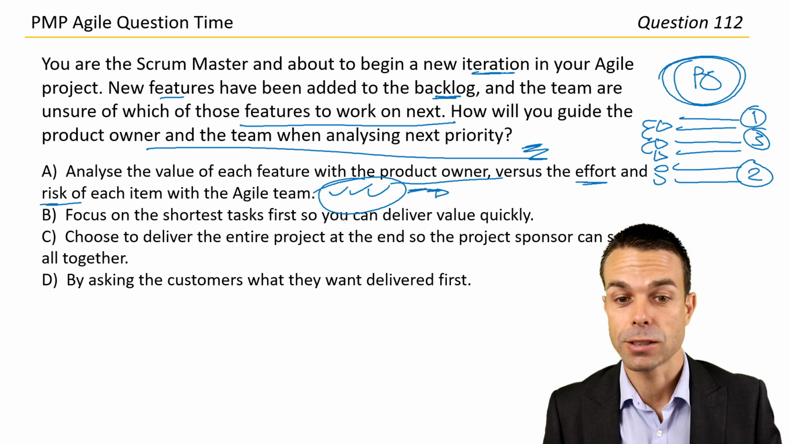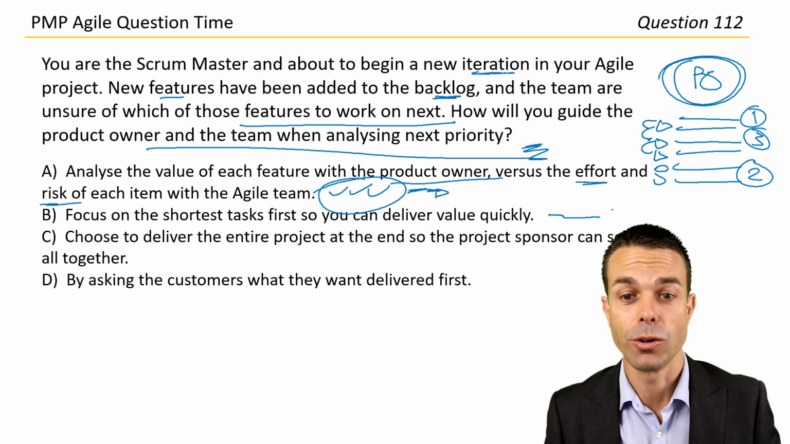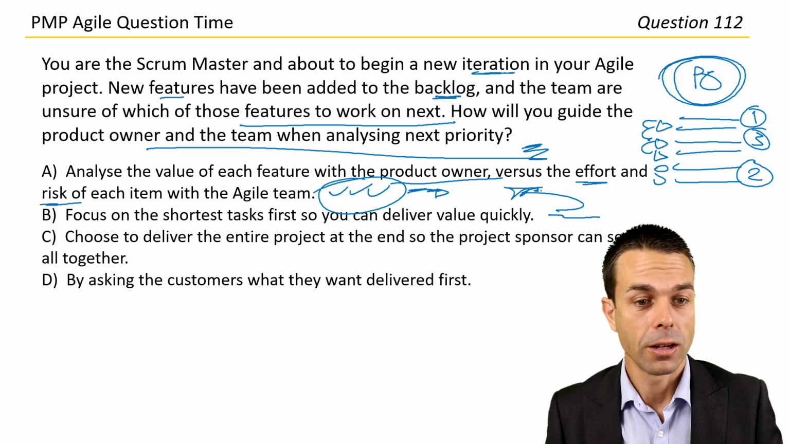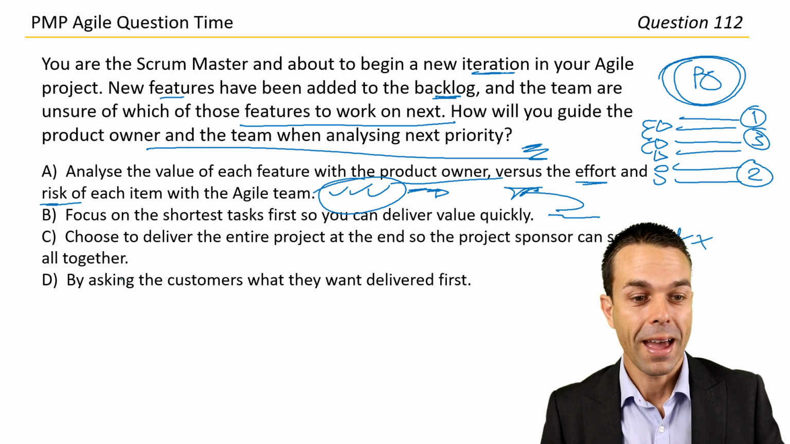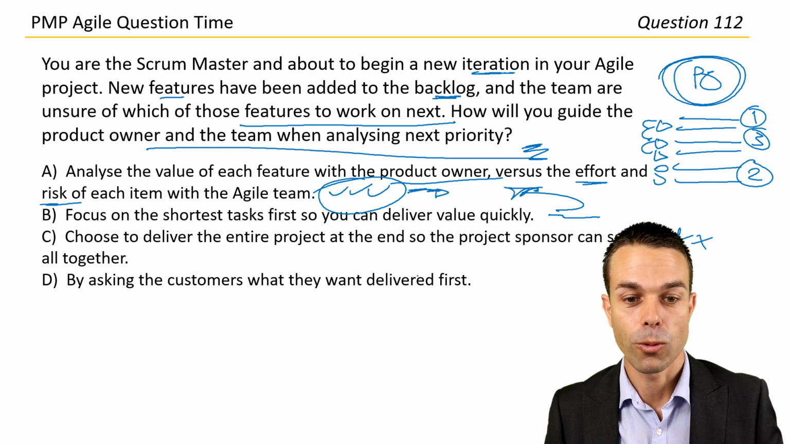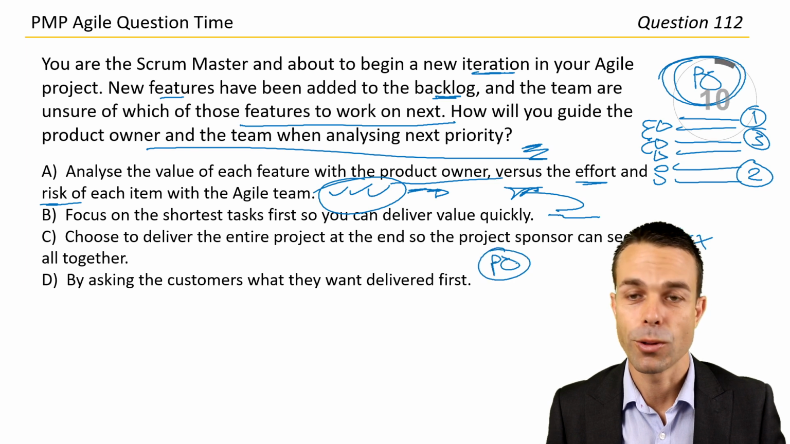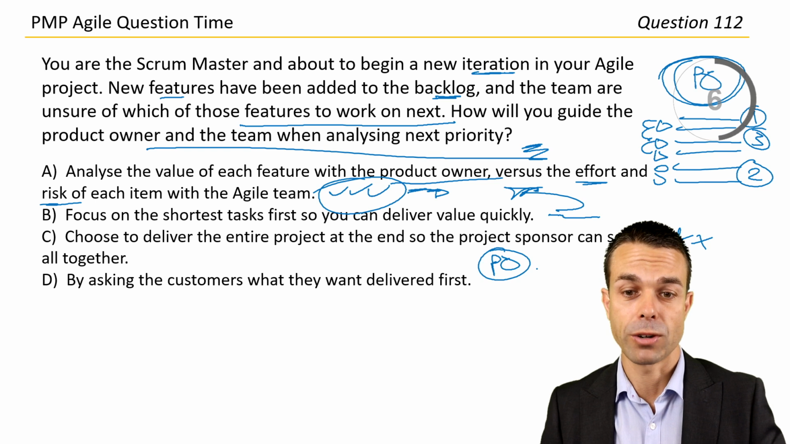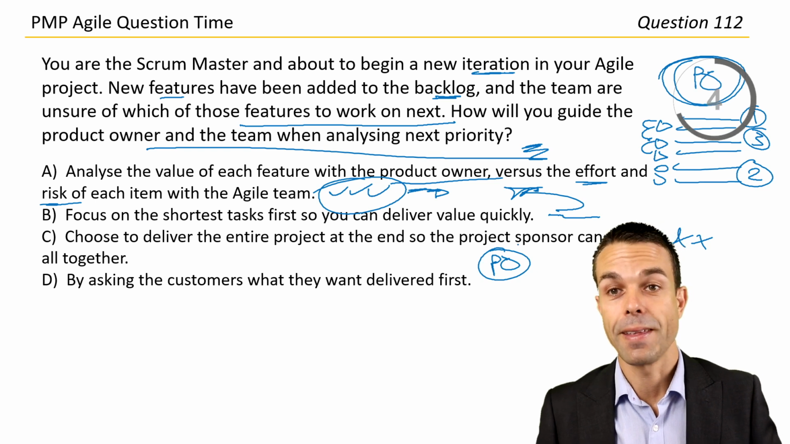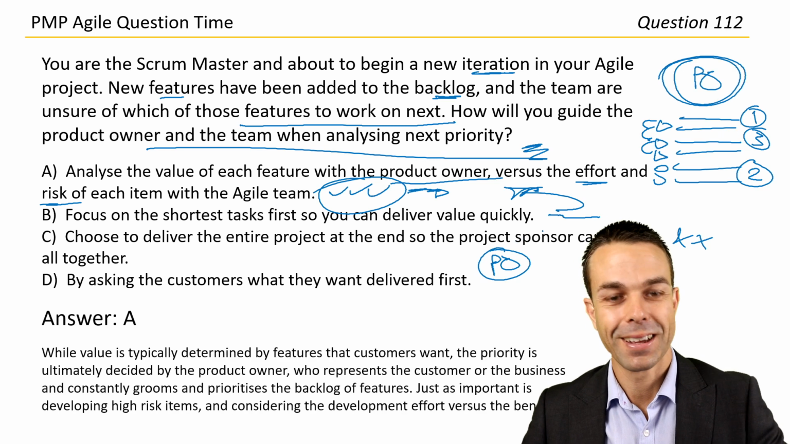Focus on the shortest tasks first so you can deliver quickly. That's not too bad, but not as good as this one. Choose to deliver the entire project at the end. That's a waterfall one. And by asking customers what they want delivered first, potentially, but the product owner is our guide there, so they liaise with the customer and the business, whoever we're delivering value to, and then they're responsible for that priority. So let's go with answer A here, and there it is.